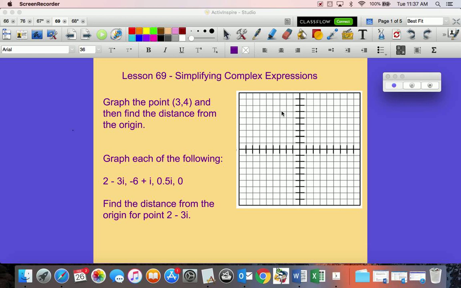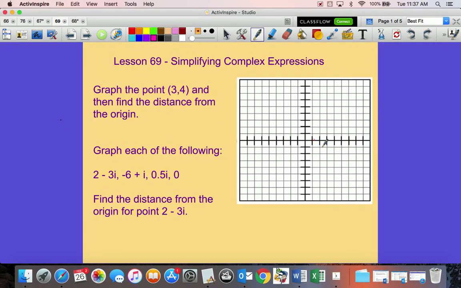Alright, lesson 69 is simplifying complex expressions. But before we get into that, let's graph out some simple stuff here. Graph the point 3, 4, and you guys know we go over 3 and then up 4.